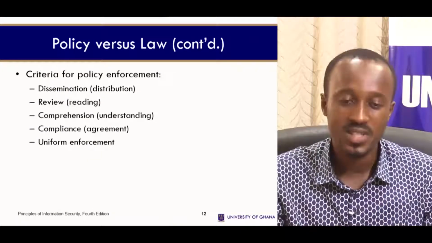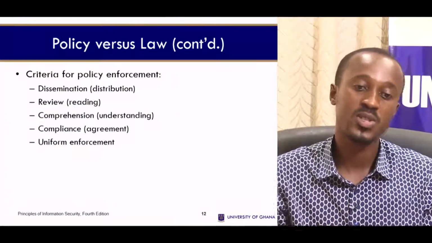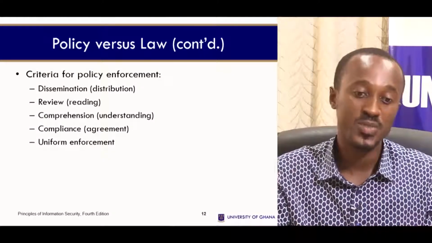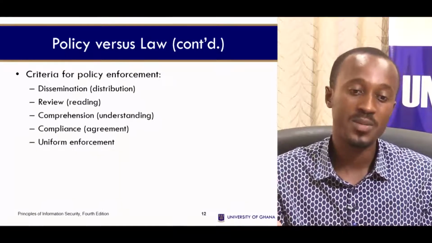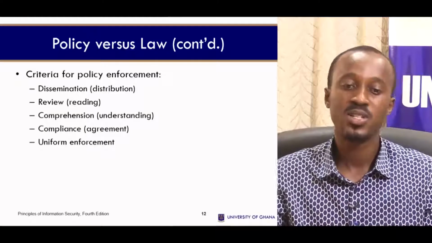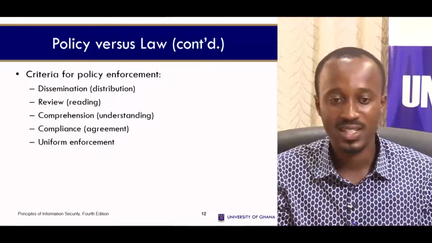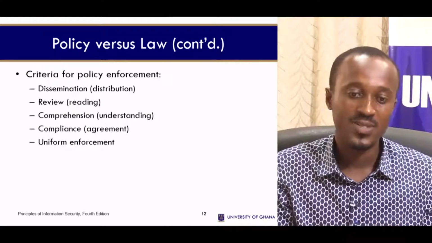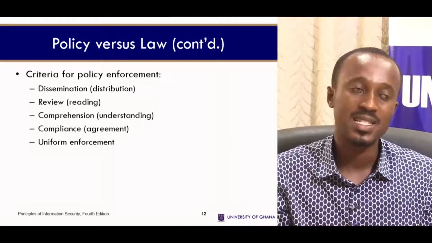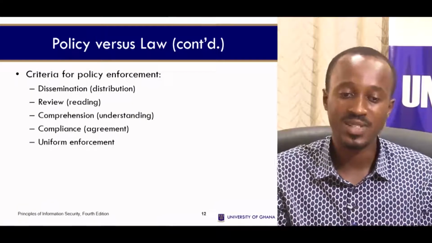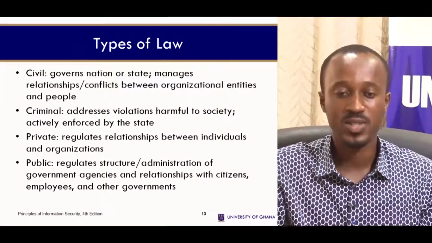Okay, so under policy versus law, these are the criteria for policy enforcement. The first one has to do with dissemination, how the policy is distributed. The second has to do with review, how it is read. Then we'll look at comprehension, how we have understood the policy as far as its enforcement is concerned. Thereafter, we'll look at compliance, the agreement that lies within that policy. Then we'll look at uniform enforcement.